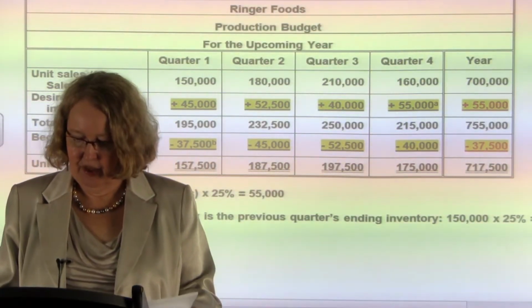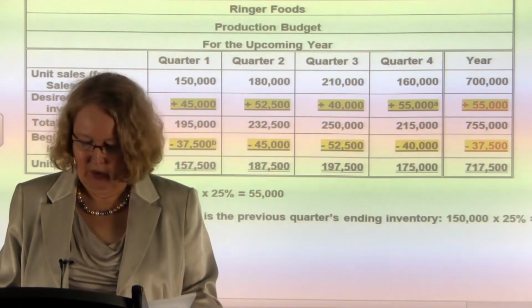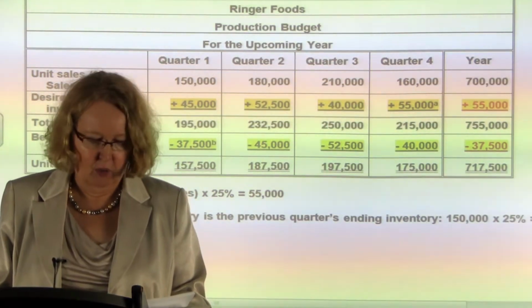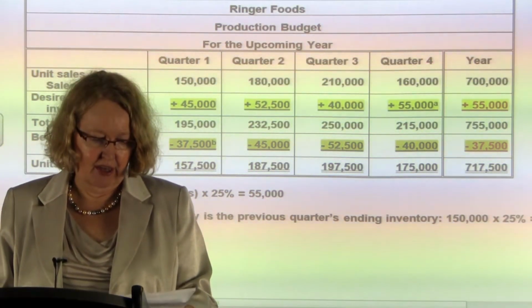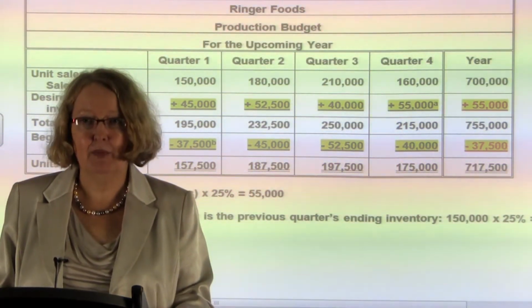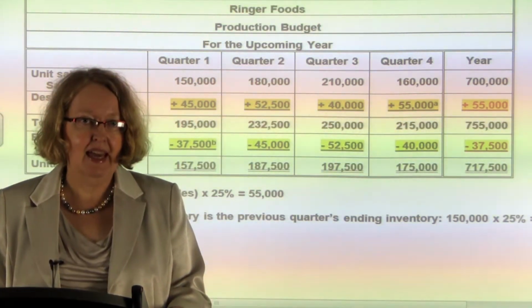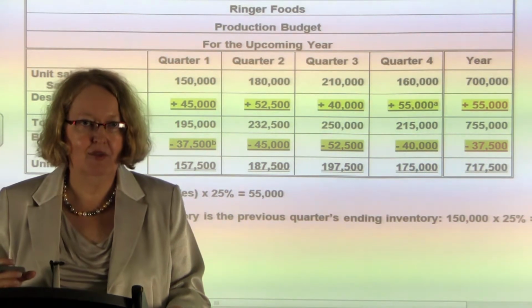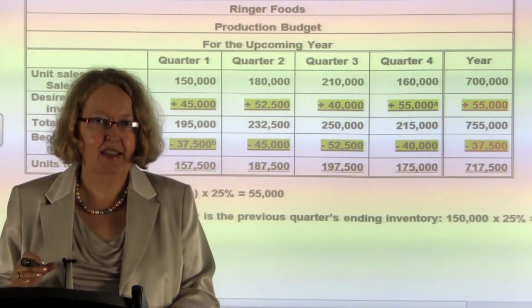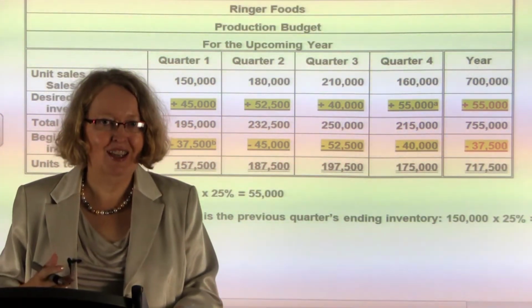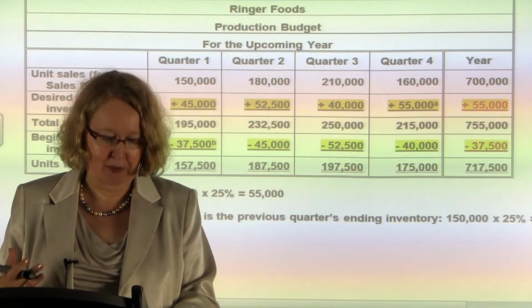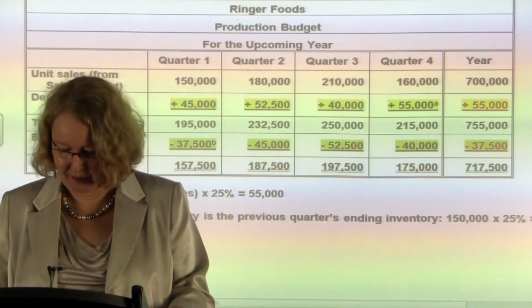This is a production budget. So in this scenario, what we're doing here is figuring out how many units you need to produce to meet the expected sales levels and to also have some inventory left as a bit of a cushion in case sales are a bit higher than you're projecting, so you don't want to run out of anything.